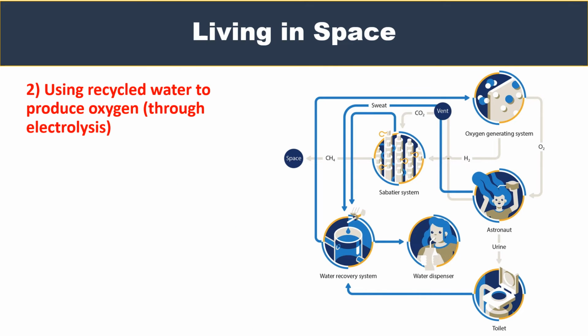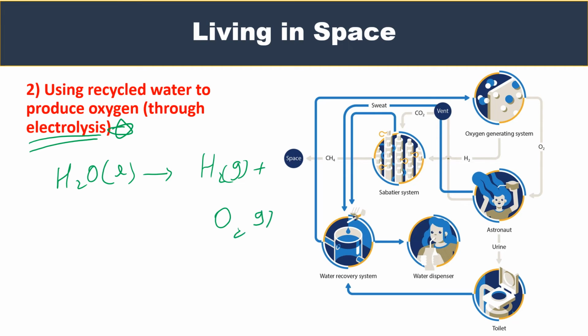The second part I already explained, so I'm not going to elaborate too much. Recycled water will be used to produce oxygen. I mentioned this electrolysis. This is important. If you didn't write it, please write it down again. Liquid water turns into two elements, hydrogen gas and oxygen gas. The ratio of that is 2-to-1. Hydrogen is about 2, oxygen is about 1.